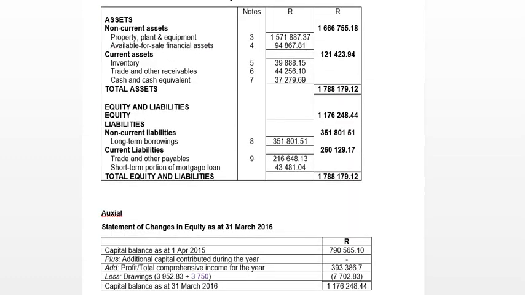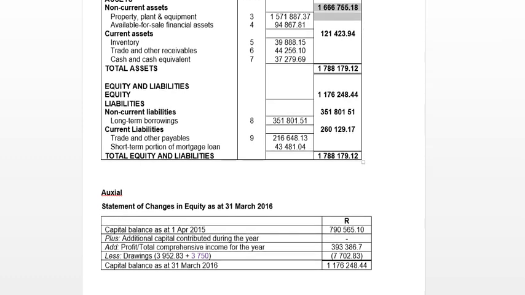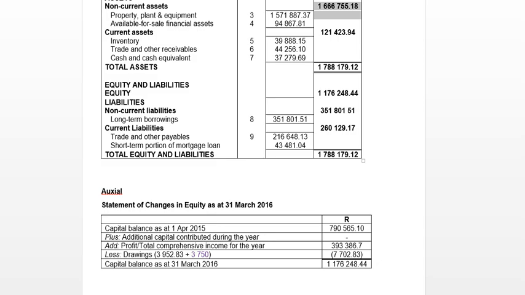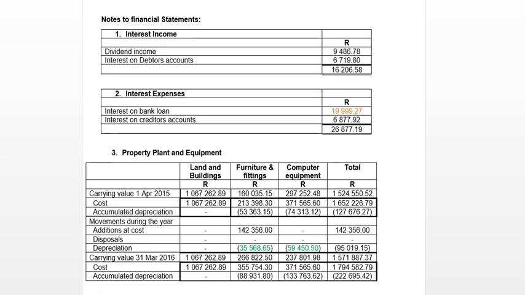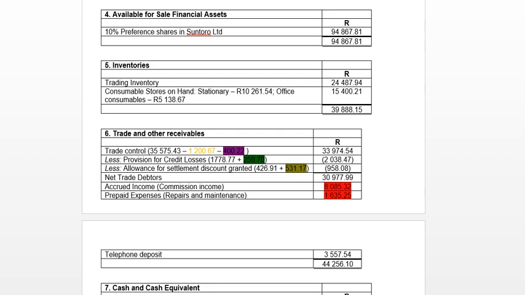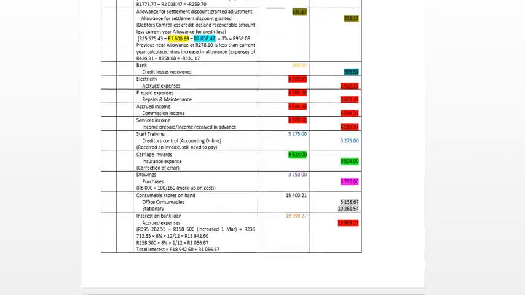Okay, so our total non-current assets is then 1,666,755.18 cents. What are our current assets? So that's going to be our inventory, trade and other receivables, and cash equivalent. For inventory, where do we get our information? Well, all the information relating to inventory you just get in this additional note.